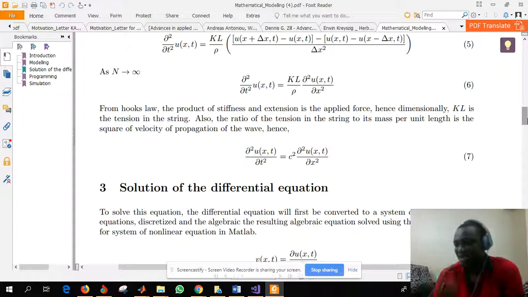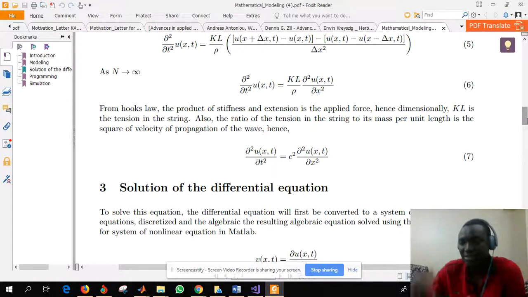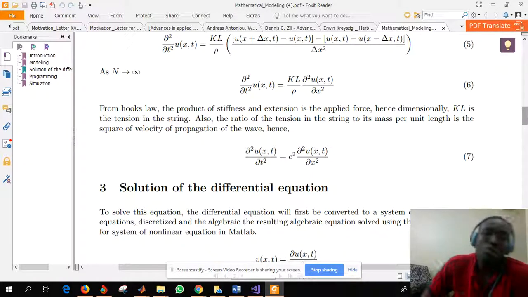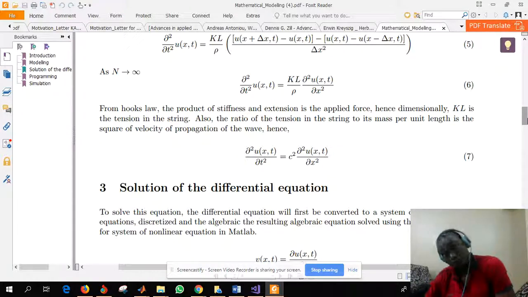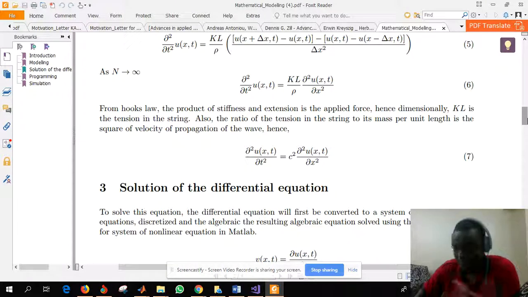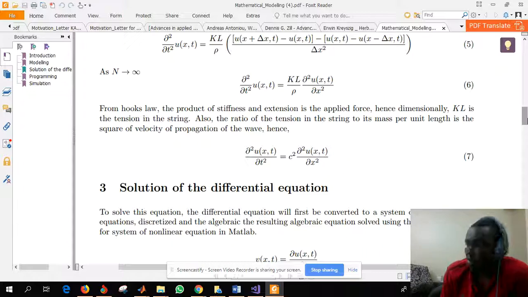So just to say, dimensionally, what we end up with in equation 6, that is the KL, is actually representing tension. So the ratio of tension and the linear density of the string is the square of the velocity of propagation of the wave. So that gives us equation 7. And that's the complete derivation of the differential equation that governs wave propagation in the medium.